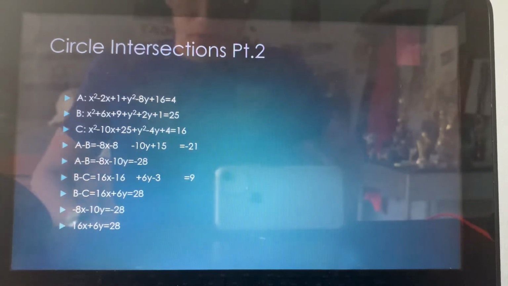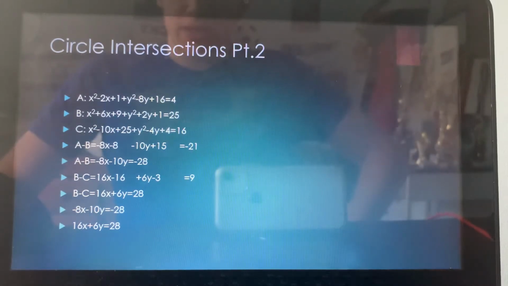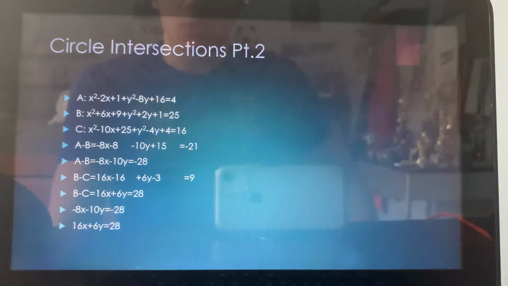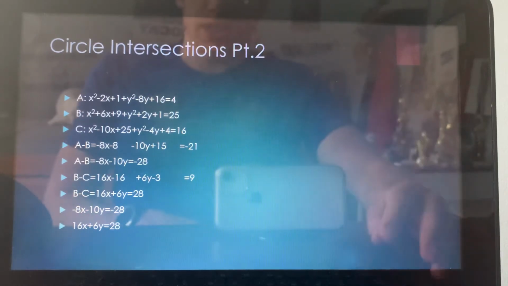So if we combine those together, we get 16x + 6y, -16 minus 3 is -19. We add 19 to both sides. We get 16x + 6y = 28. So the two lines we have are -8x - 10y = -28 and 16x + 6y = 28.